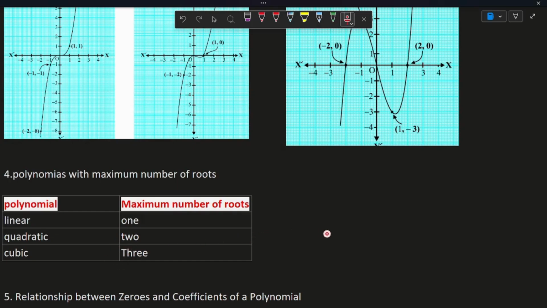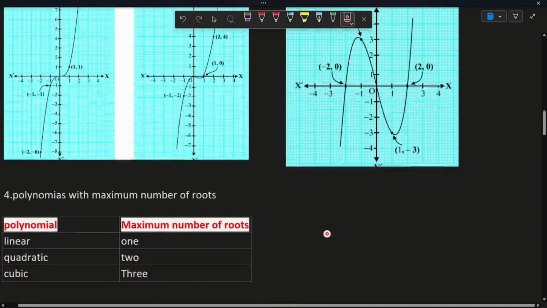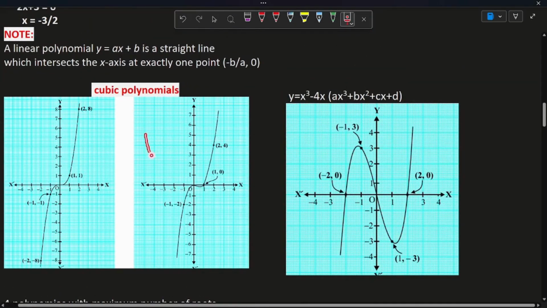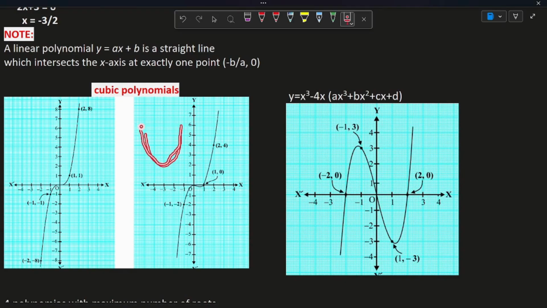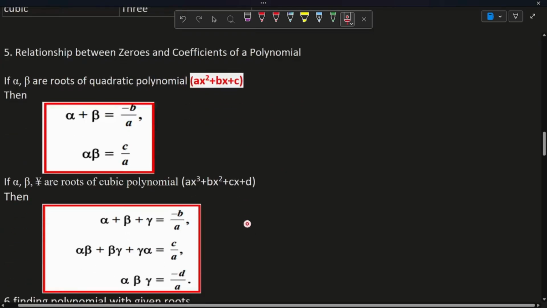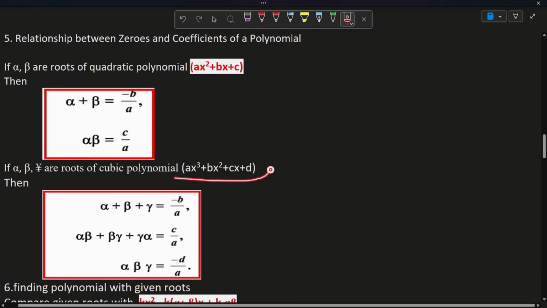If any function doesn't have any root, it means that it doesn't cut the x-axis. For example, this is the graphical representation of a quadratic polynomial that doesn't have any root, which means it doesn't cut the x-axis. The relation between the coefficients of a polynomial and the roots alpha and beta: the sum of roots is minus b by a, and the product of the roots is c by a. The same thing we also discussed in the previous class for the cubic polynomial.